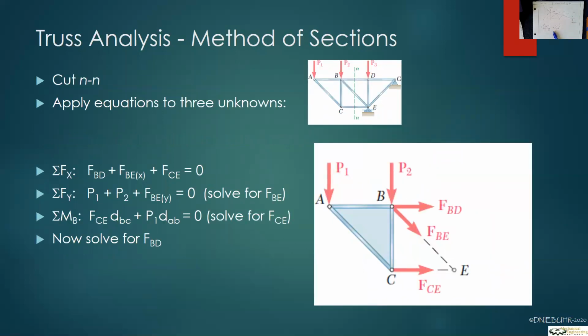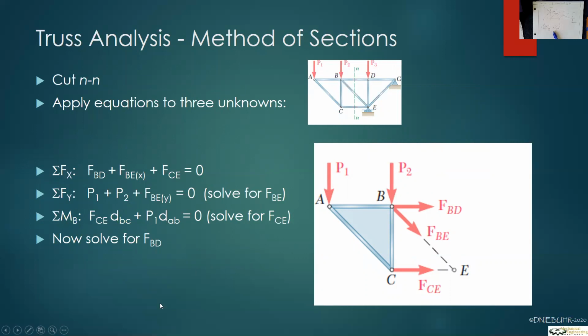Here you can see in writing what we were going to do. The force CE times the distance BC plus P1 times the distance AB equals 0. Sum the forces in the Y, you get P1 plus P2 plus the Y component of BE equals 0. And then lastly, in X, BD plus the X component of BE plus CE all equals 0.